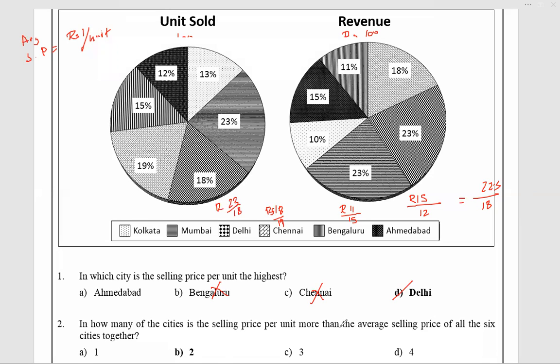City selling price per unit more than the average. Average is 1. Two left over. Kolkata. How much revenue? 10. 5, 6. Mumbai. Next, Mumbai. How many units? 20 units.